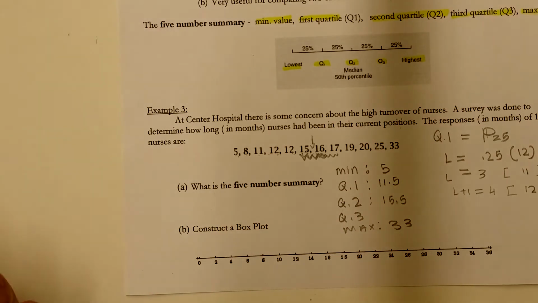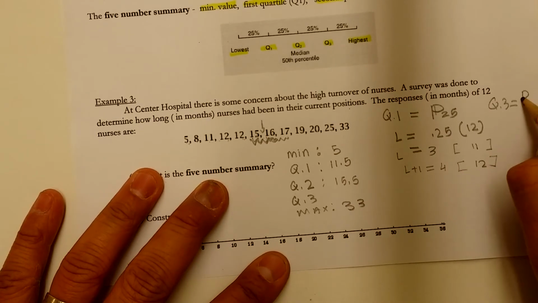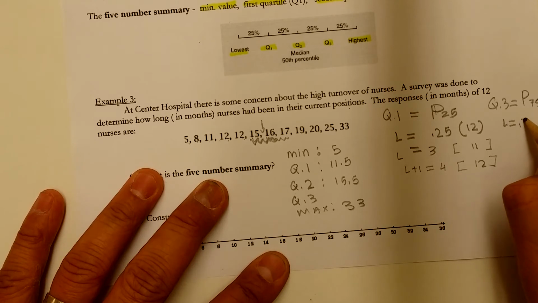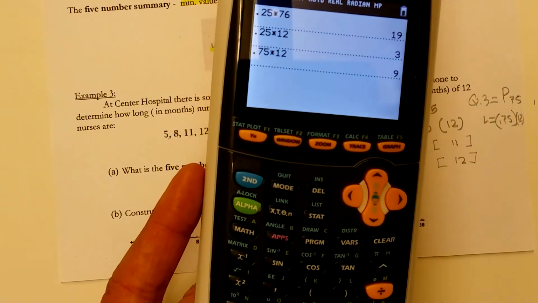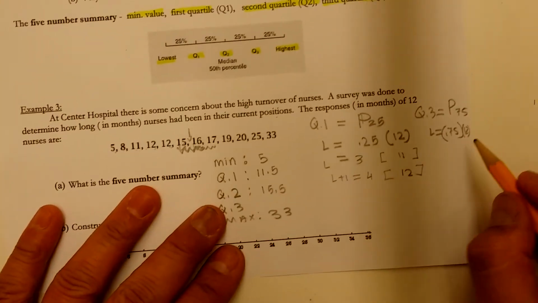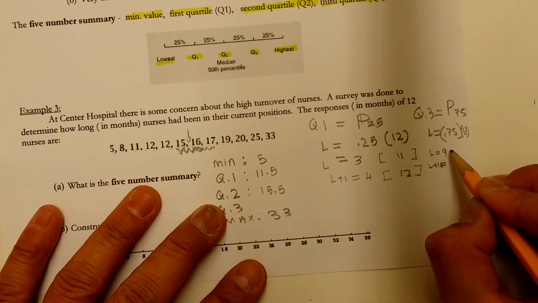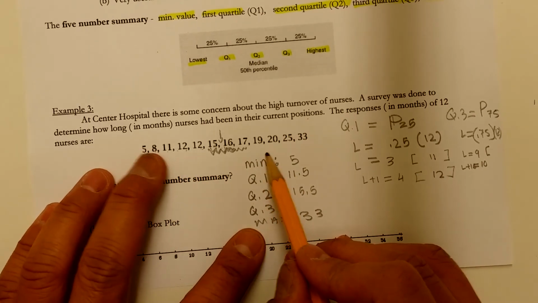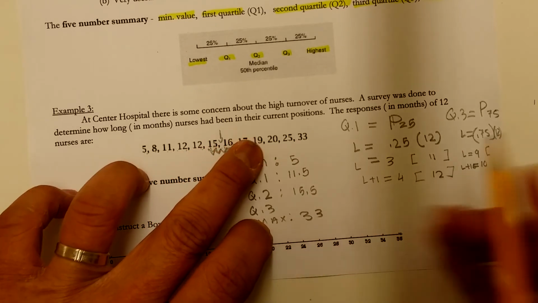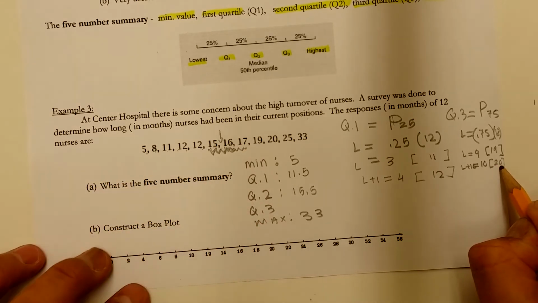Okay. And then Q3, which is the same thing. We think of Q3 as P75. Start by finding the location. Take 0.75 times 12. That gives us 9. So we have to consider 9 and 10. The value at the 9th location is 19, and the value at the 10th location is 20. So Q3 would be 19.5.